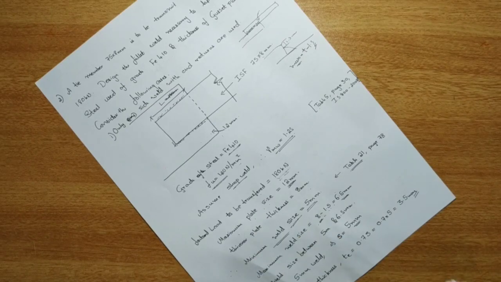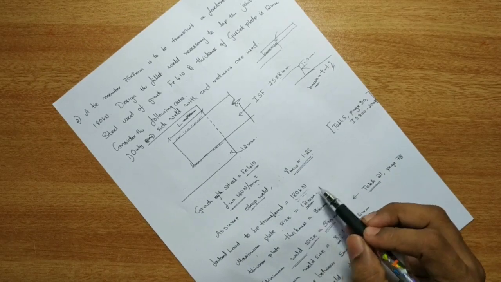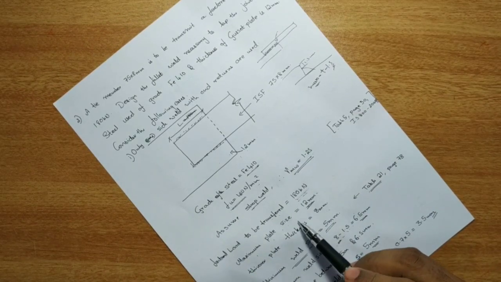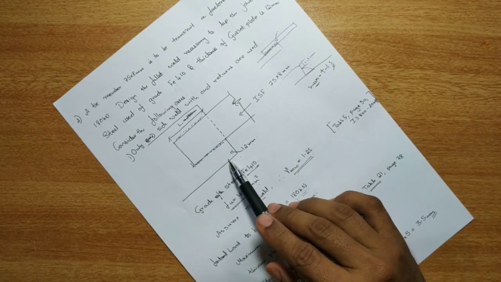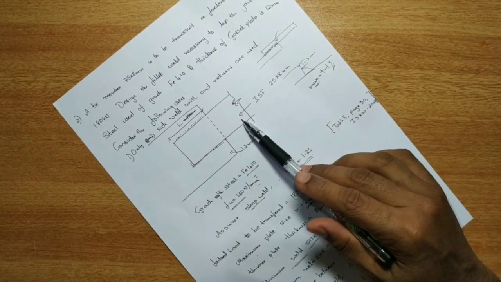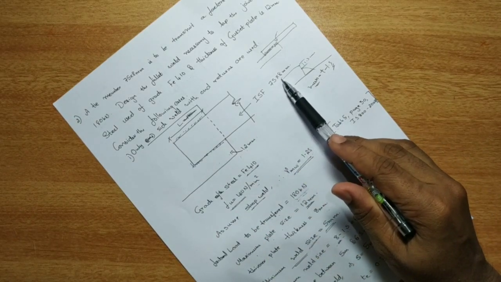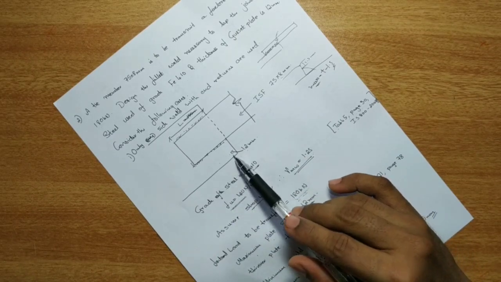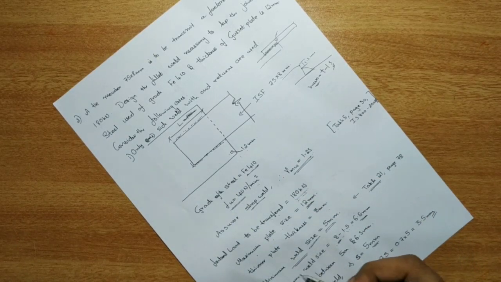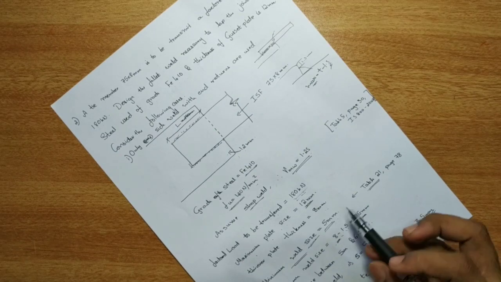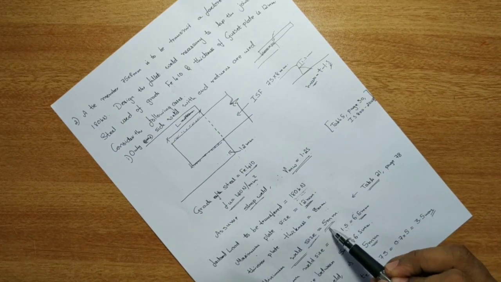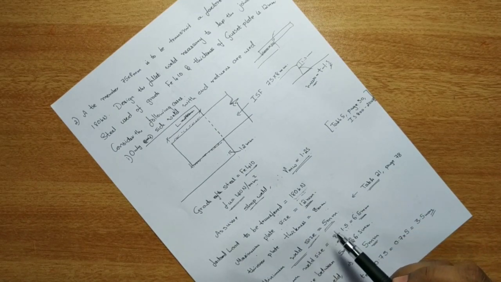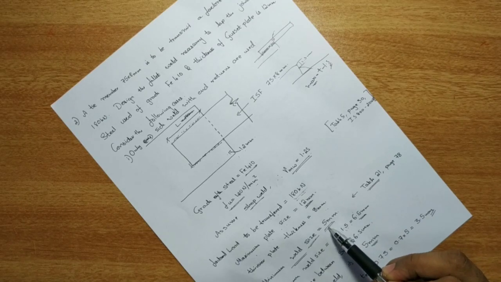Load to be transferred here is again 180 kilonewton, and maximum plate thickness is 12 mm, that is the gusset plate, and the thinner plate is 75 into 8 mm. 8 mm is the thickness of the thinner plate and 12 mm is the thickness of the thicker plate. Okay, so here the size of weld is not given, only the load is given. You need to find the size of weld.